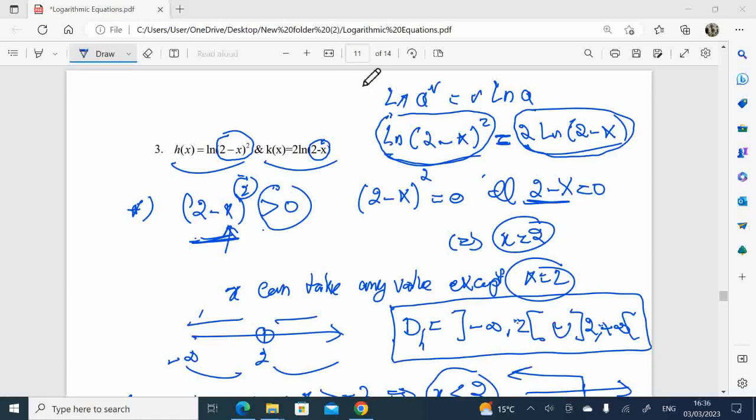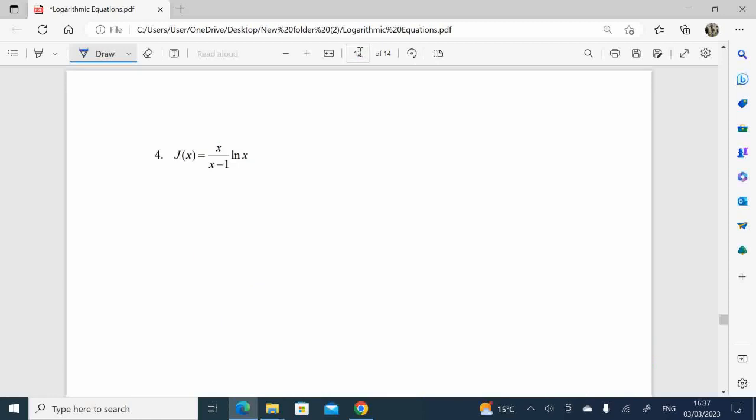Now let's go to the fourth function. In the fourth function we have j of x equal x over x minus 1 times ln x. So this function is composed of a product of two functions. The first function is rational, times the ln. So we have in fact two conditions for this function to be defined. The first condition is on the ln, or what's inside ln. For this ln to be defined, I need x to be strictly positive. This is the first condition.